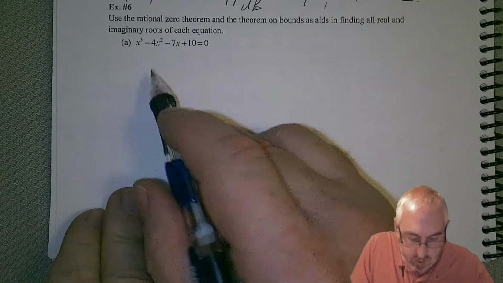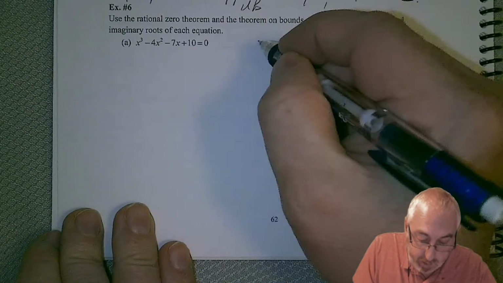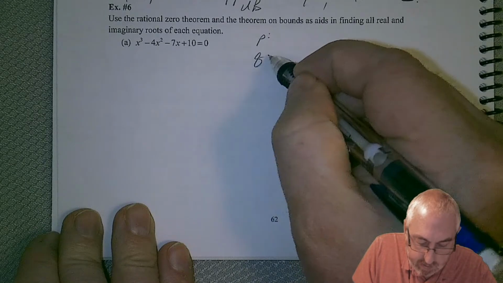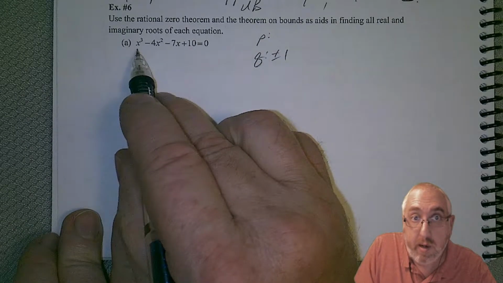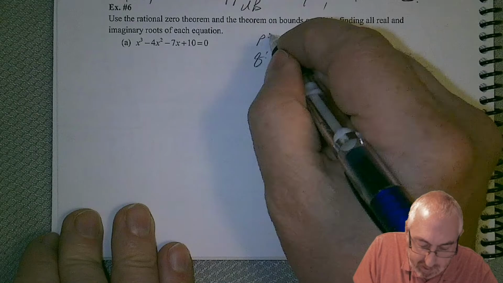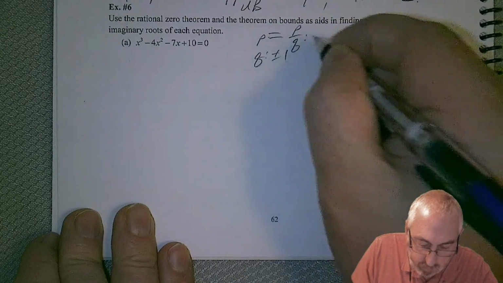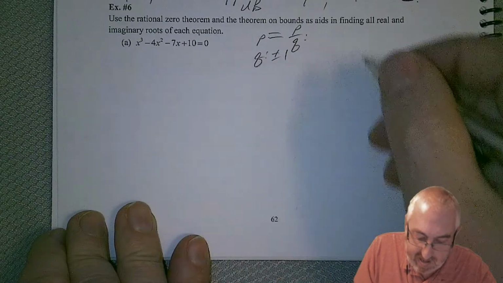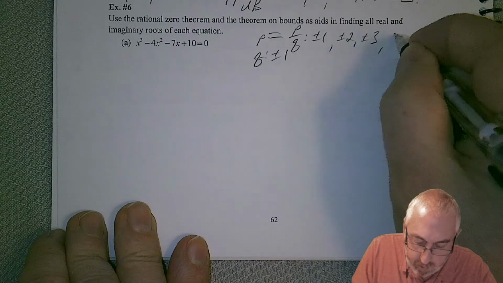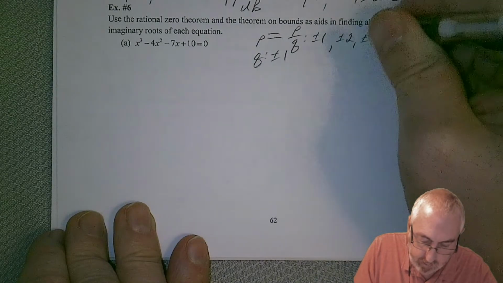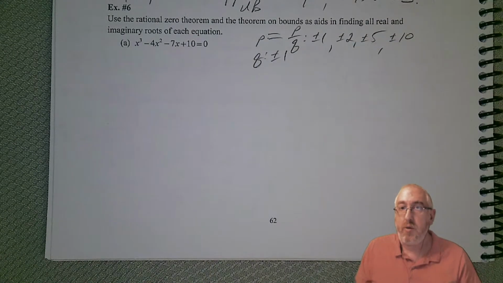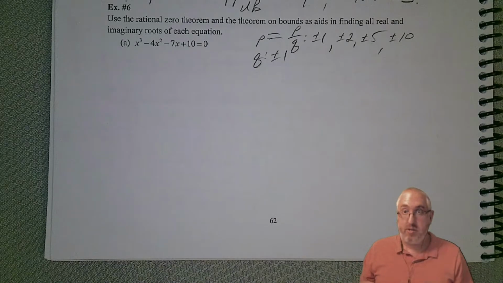All right. Well, let's do our P's and Q's. Now, in looking at our Q's, we can see that the leading coefficient is 1, so Q is 1. So P is going to be equal to P over Q in this case. So we just want factors of 10. So let's do plus or minus 1, plus or minus 2, 3. Whoops, not 3. 3 doesn't go into 10, silly. How about 5 and 10? So there's our only possible rational zeros.